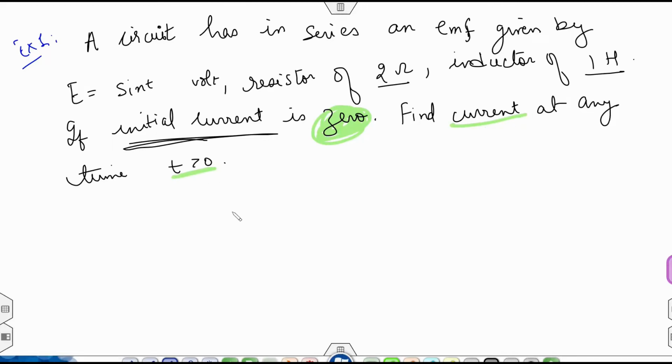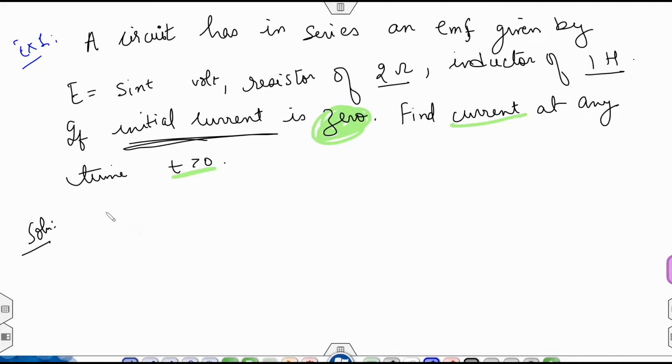That if I ask you what will be the current after 10 minutes or 10 seconds or 1 day, you will have the answer. So let us see how we can solve this. Firstly, we will write the governing differential equation.